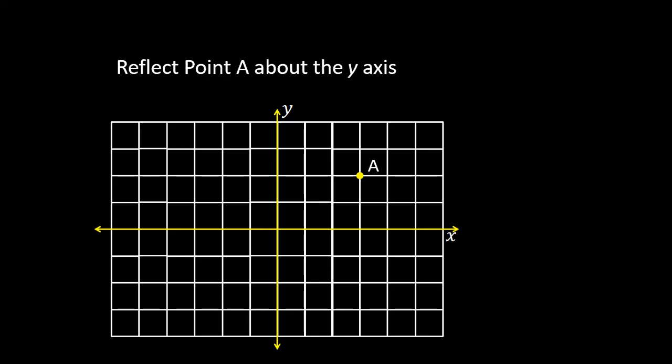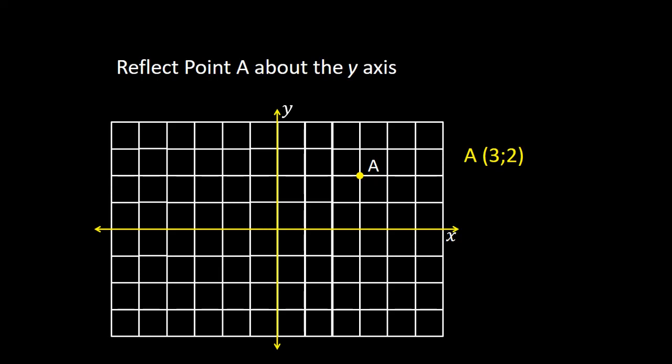Okay, so there's point A, and hopefully you can see that point A's location is 3, 2. 3 on our x, 2 on our y. And we want to reflect about the y-axis, the vertical axis, the up and down axis. So how do we do that visually?